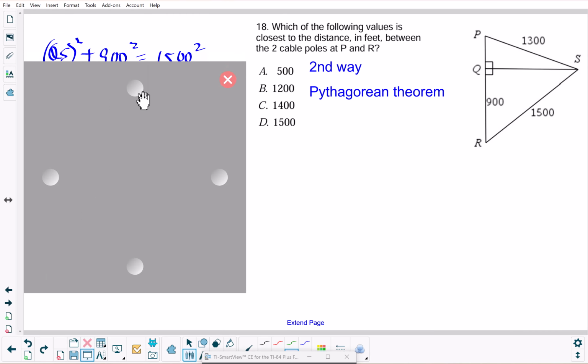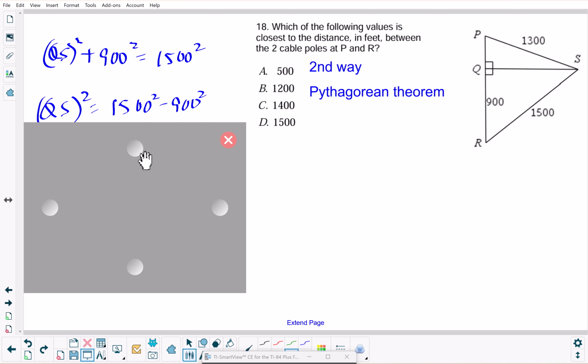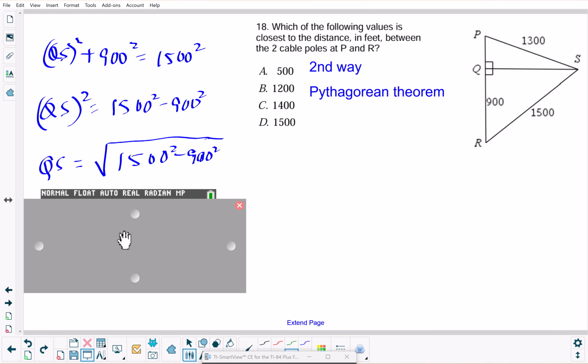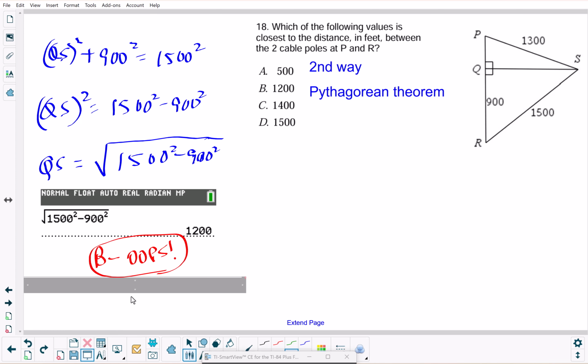So first of all, you can say that QS squared plus 900 squared equals 1500 squared. So that's using this right triangle on the bottom. Subtracting 900 squared and then taking the square root. And I decided to do it that way instead of multiplying all that out and subtracting. So we could do this all in one calculator line. And we get 1200, and that's B, but oops, that's not the correct answer.